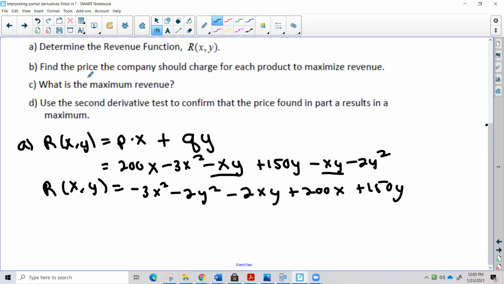Then, so that's part A. B says find the price that the company should charge for the product to maximize revenue. Then we want the maximum revenue. And then in D, they said use the second derivative test to confirm that it actually results in a max. And the second derivative test is finding that D and then seeing if it's greater than or less than 0, and then same with the partials.